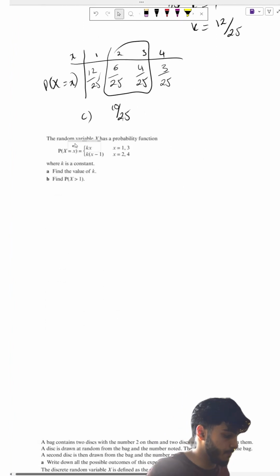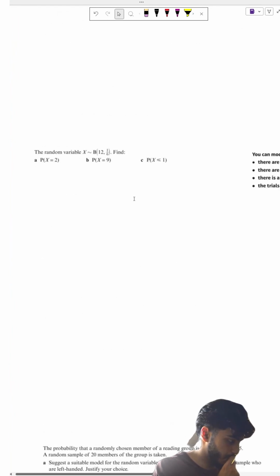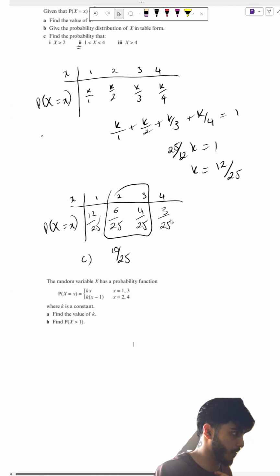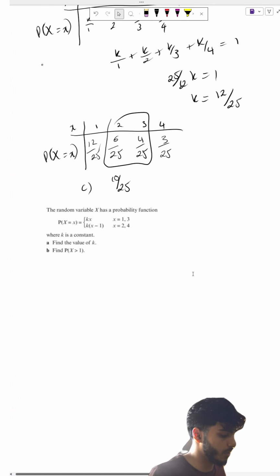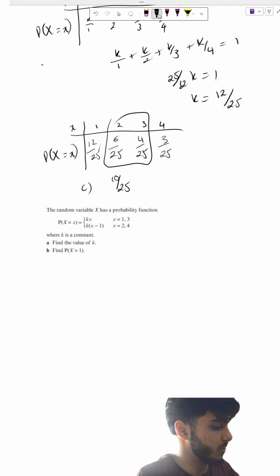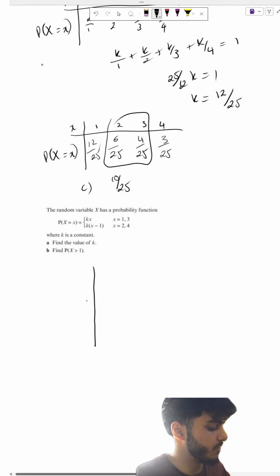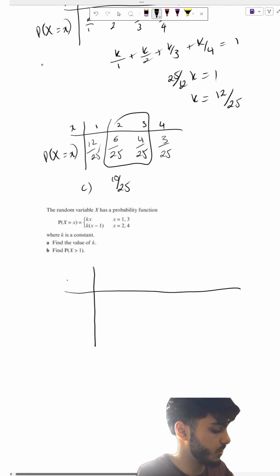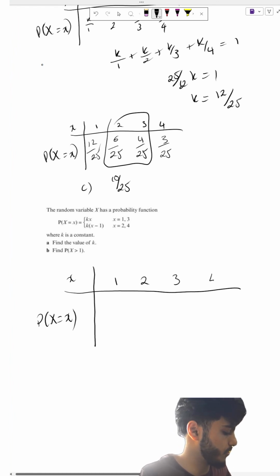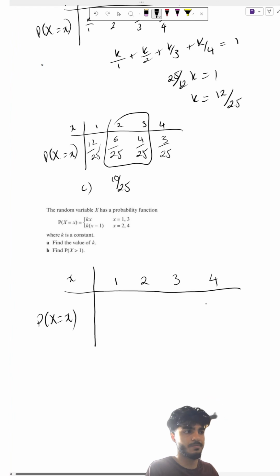Okay. Next question. I'm just trying to see where binomial is. Okay. The random variable X has this probability function. How are you guys with probability functions? How are you finding it? Easy, a bit hard? Because I feel like it's not a bad topic, but you just have to be a bit careful with it. That's all.